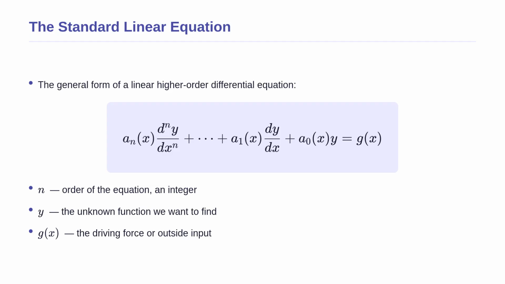Building on that intuition, let us look at how we write these equations mathematically. This long equation is the standard way to write a linear higher order differential equation. The symbol n represents the order of the equation, like 2, 3, or 4. The variable y is the unknown function we are trying to find, while x is our independent variable, like time. The terms with a are coefficients, acting as multipliers. Finally, g of x on the right side represents any outside driving force pushing on the system. If this driving force is 0, the system is resting naturally, and we call the equation homogeneous.